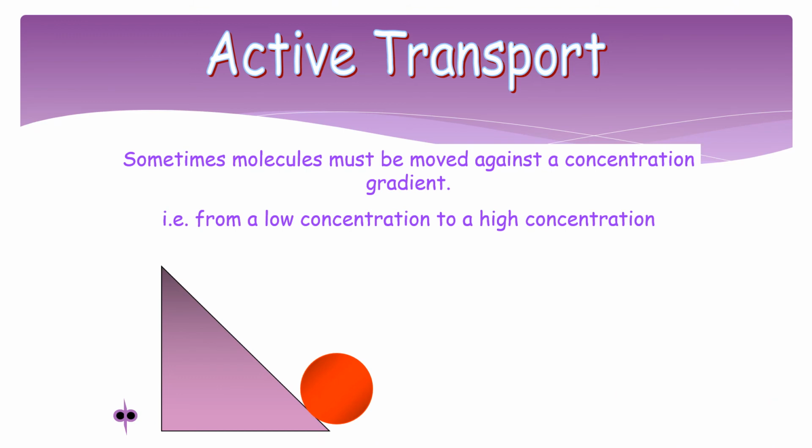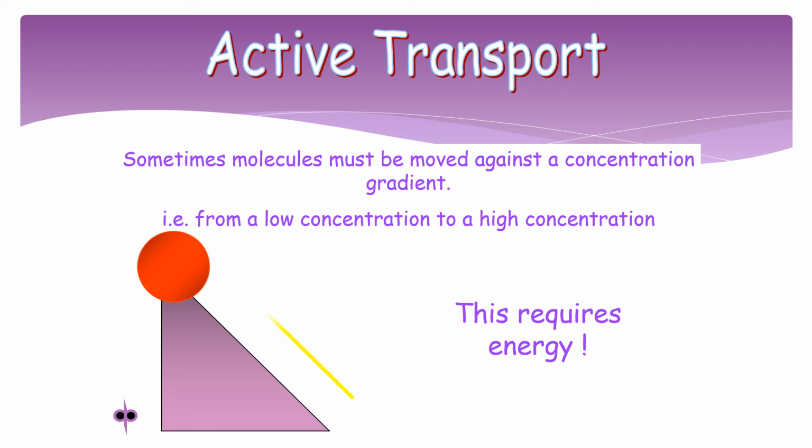So active transport is the opposite of passive transport. Sometimes molecules must be moved against a concentration gradient from a low region of concentration to a high region of concentration. So basically up a hill. Like if a cyclist had to go up a hill, they'd have to put in a lot of energy. They'd have to pedal that bike quite fast up that steep hill. So active transport is from a low concentration to a high concentration, and it requires energy.